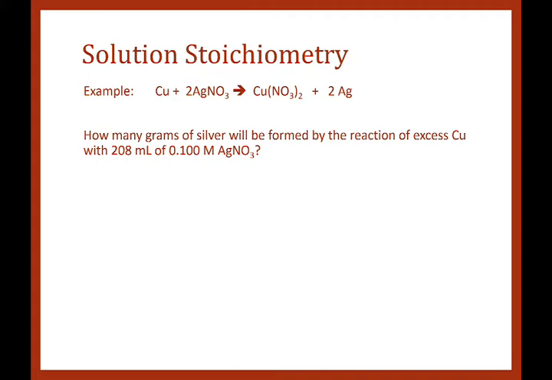Okay, so I look at my equation. It's already balanced. Yay. And it wants to know how many grams of silver. So this is what I'm going to be looking for. Silver will be formed by the reaction of excess copper. That means happy dance. It's not a limiting reactant. If I had 208 milliliters of the 0.1 molar solution, I'm going to start with the milliliters. I need to be in liters. So that's going to be 0.208 liters.